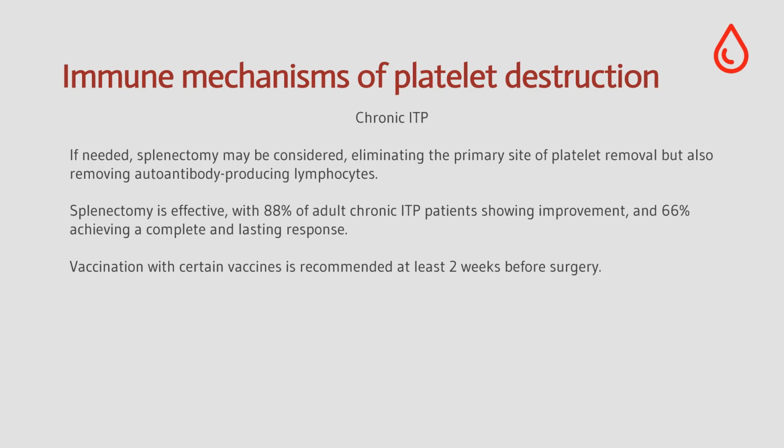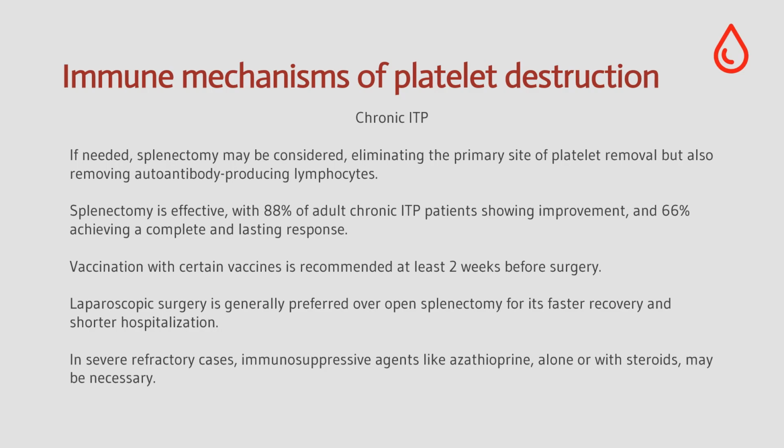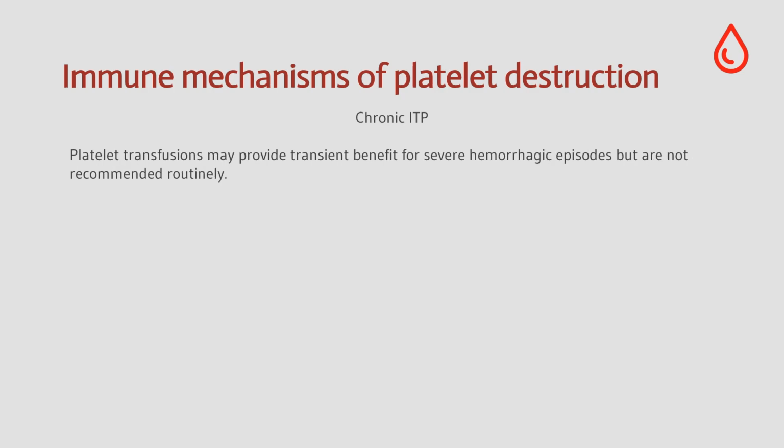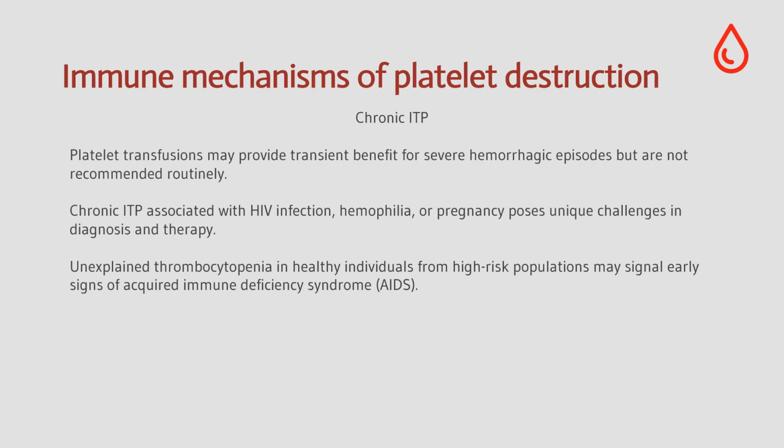Vaccination with certain vaccines is recommended at least 2 weeks before surgery. Laparoscopic surgery is generally preferred over open splenectomy for its faster recovery and shorter hospitalization. In severe refractory cases, immunosuppressive agents like azathioprine, alone or with steroids, may be necessary. Platelet transfusions may provide transient benefit for severe hemorrhagic episodes but are not recommended routinely. Chronic ITP associated with HIV infection, hemophilia, or pregnancy poses unique challenges in diagnosis and therapy. Unexplained thrombocytopenia in healthy individuals from high-risk populations may signal early signs of acquired immune deficiency syndrome, AIDS.